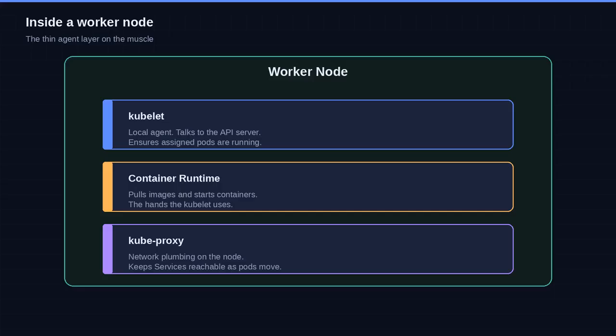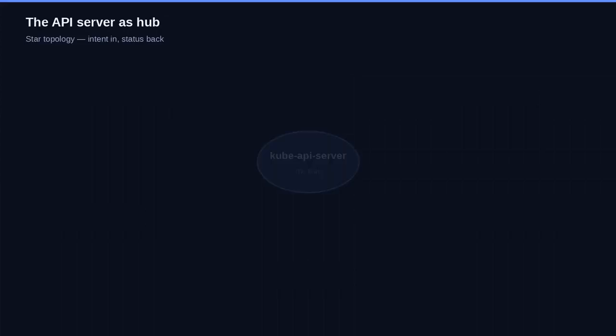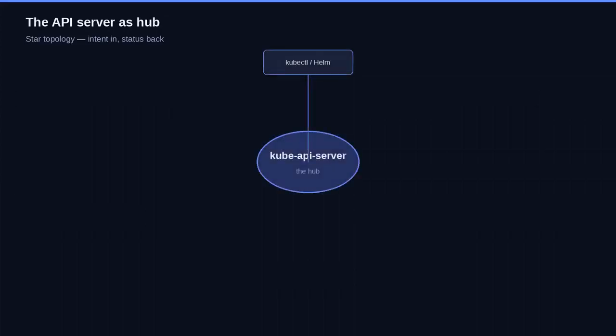The muscle is not dumb iron. It is a thin, disciplined agent layer sitting on top of compute. Notice the line that appears in every honest architecture diagram, a boundary between the control plane and the workers, crossed mainly through the API server.